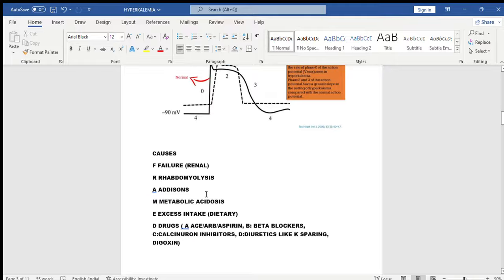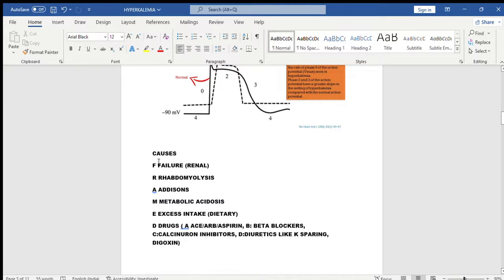A stands for Addison's disease. M for metabolic acidosis. E for excessive intake. Let's say somebody is on a banana diet or a high potassium diet, or someone by mistake gave too much potassium, maybe through IV or saline, so that can cause a hyperkalemic state. And D stands for drugs. How do you remember this? A, B, C, D. A for ACE inhibitors, angiotensin receptor blockers, and aspirin, B for beta blockers, C for calcineurin inhibitors, D for diuretics like potassium sparing diuretics, and digoxin.